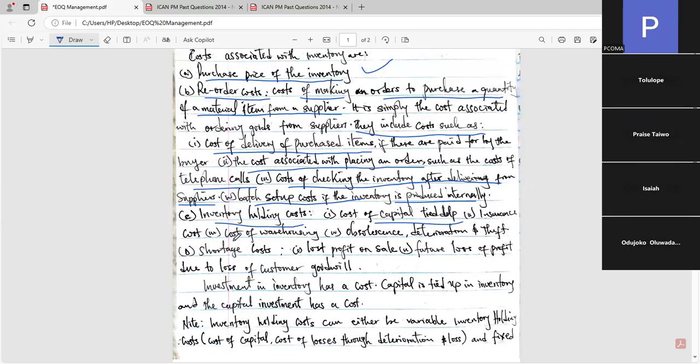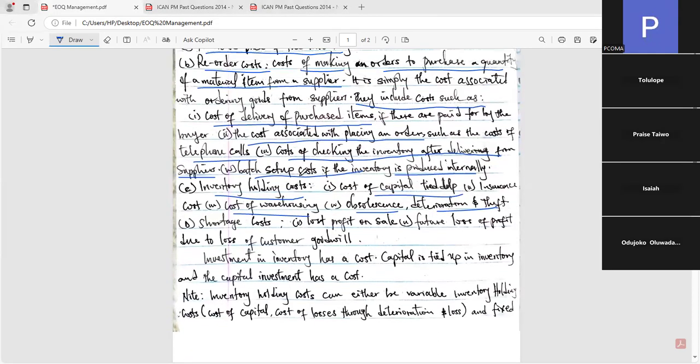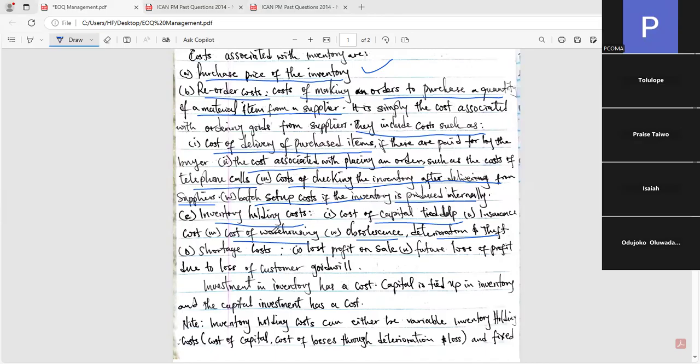Another example is cost of warehousing. Another example is obsolescence, deterioration, and theft. Imagine that you store in your warehouse and some guy just broke in and stole your product. That is going to be a cost on your part. So these are examples of what? Holding cost.